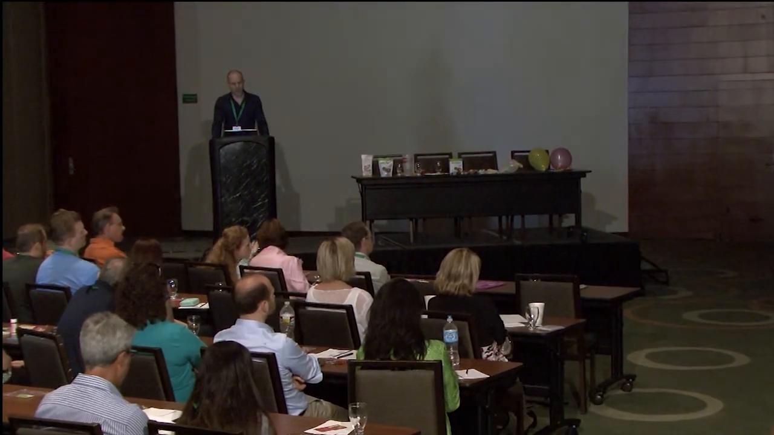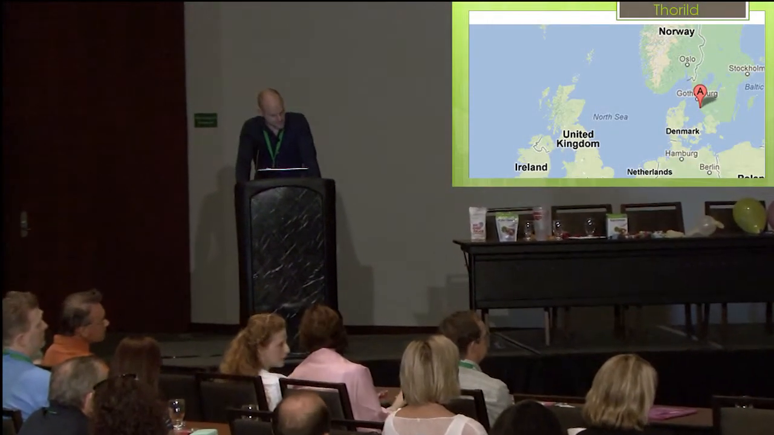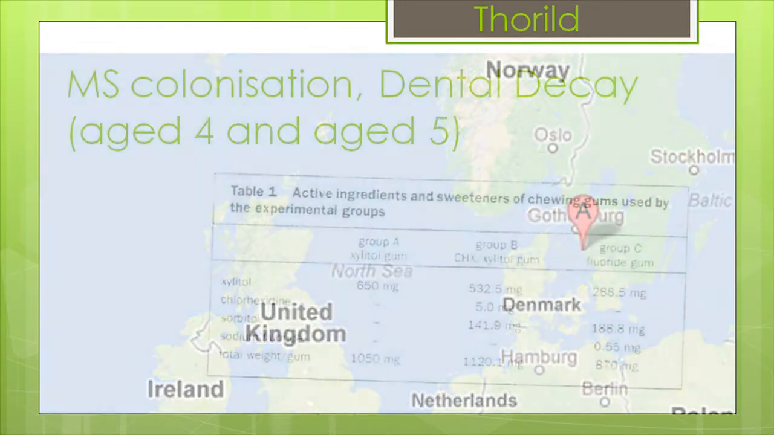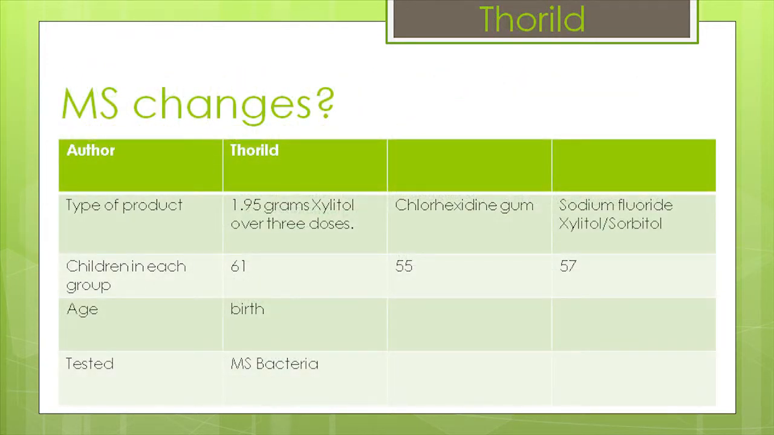So what I want to do is just go through the other few papers that are around. We've got Thorild, excuse my pronunciation for the Scandinavian people in the room. They used 3 types of gum they gave to the children. I don't know if you can see that slide, but it's basically they gave 3 types of chewing gum. Chewing gum that's really high in xylitol, chewing gum that was less high in xylitol, and chewing gum high concentration of fluoride. They gave 1.95 grams of xylitol over 3 doses. This is interesting because it's a lot lower dose than what Eva Söderling used. Again, just giving it to mothers.